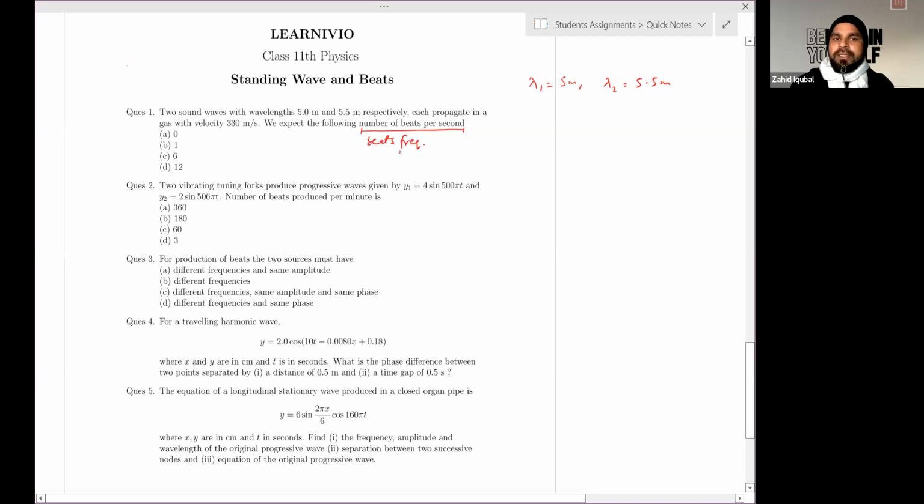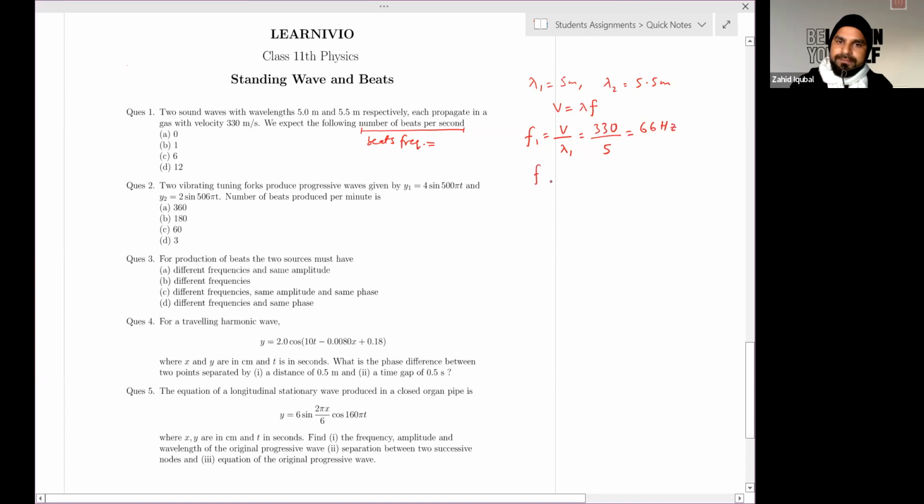In the last class, I defined how to calculate beat frequency. It is nothing but the difference of frequency of two waves. So first we have to calculate the frequency related to each wave. According to the formula, velocity is equal to lambda into frequency. So frequency will be equal to velocity by lambda. Velocity we have 330 and lambda 5. So on dividing, you will get 66 hertz for the first wave.